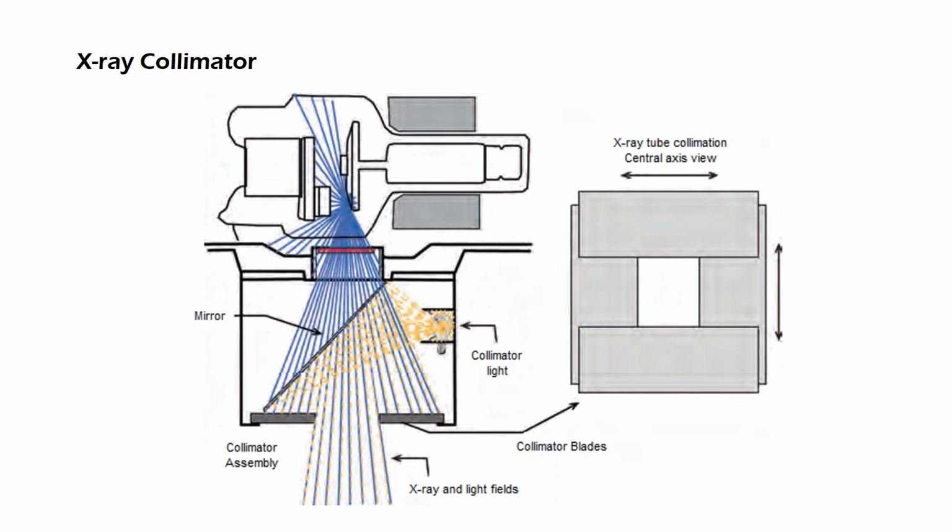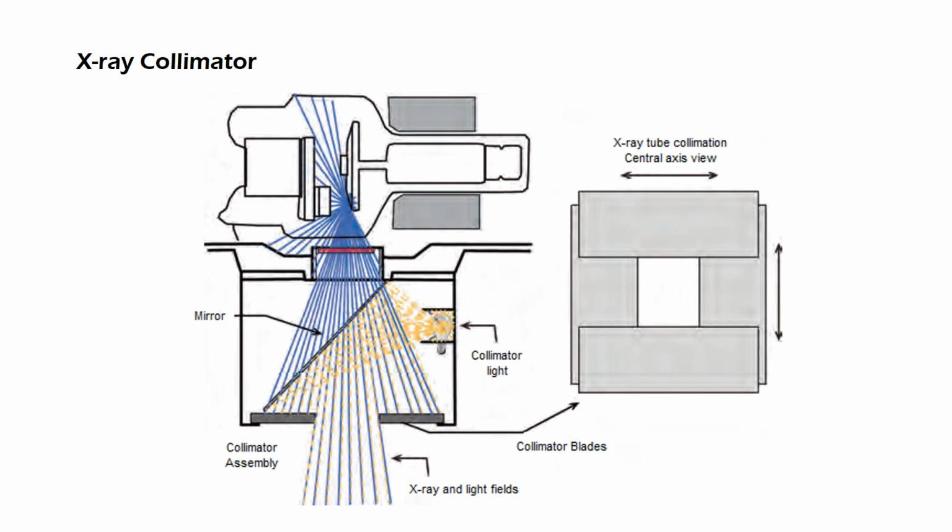The light field is used to ensure that the X-ray beam is properly aligned with the image receptor, such as an X-ray film or digital detector. The light field is typically marked with a set of crosshairs that are aligned with the central axis of the X-ray beam. This helps the operator to position the patient correctly and to ensure that the X-ray beam is aimed precisely at the area of interest.